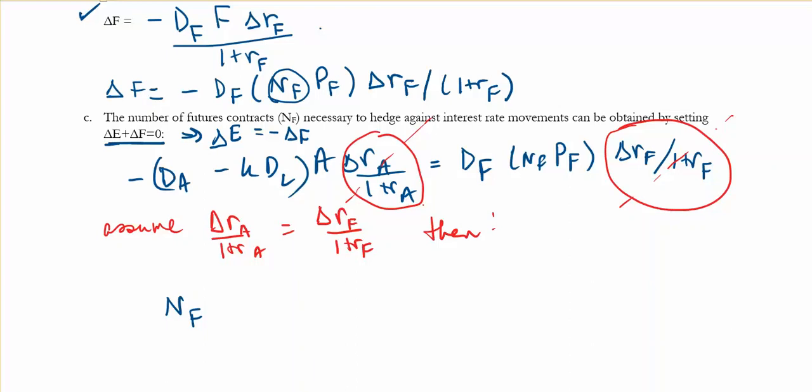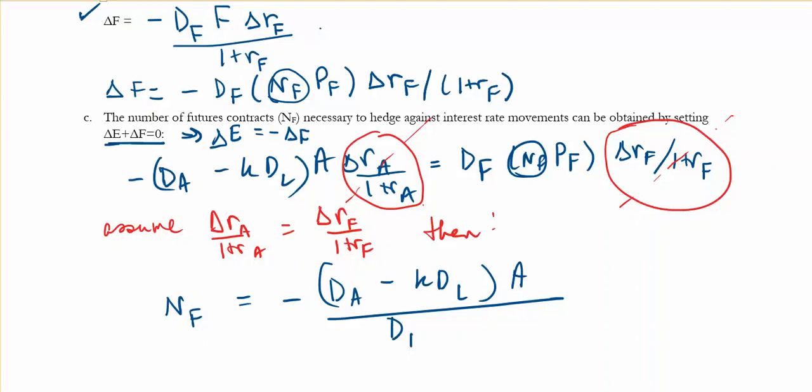So we're going to bring everything over except for the NF to the other side. We'll have the negative of the leveraged duration gap divided by the duration of the futures contract and the price per futures contract. And so this would be the formula.